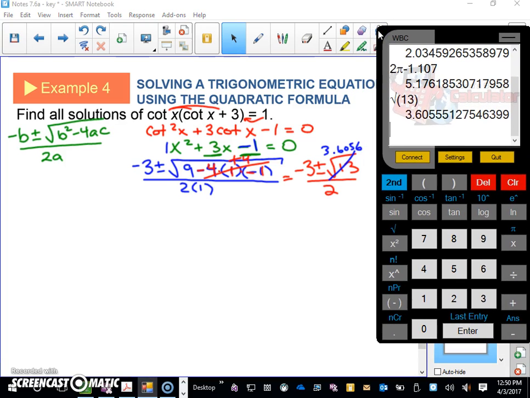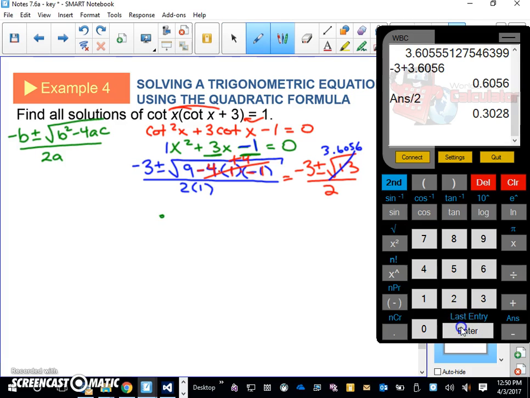So I've got -3 plus or minus 3.6056 all over 2. And so when you see that plus or minus, keep in mind that means two different problems. We're going to go through and do that if it said plus, and then we're going to come back and do it again if it said minus. So -3 plus 3.6056, and then divide all that by 2. We would get 0.3028.